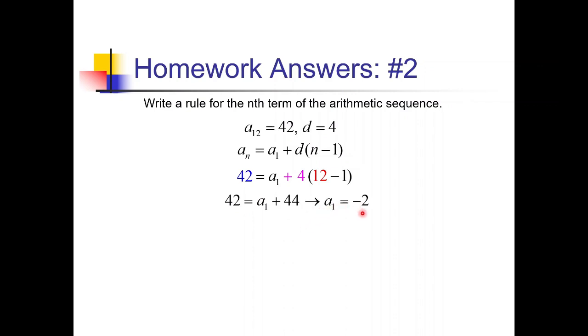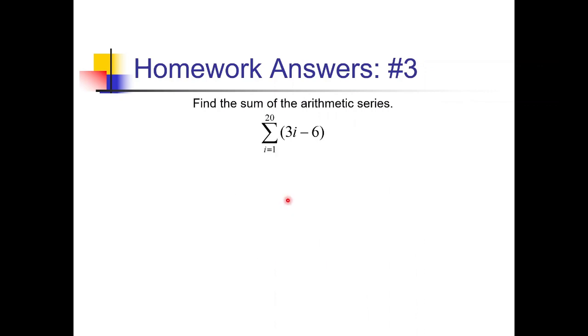And now I can plug everything back in. So we can write a sub n equals negative 2 plus 4 times n minus 1. I do need to simplify this a little bit, so let me distribute this 4. This is going to be 4n minus 4. And then negative 2 and negative 4 gives me a negative 6. So 4n minus 6 is my final formula for this one.